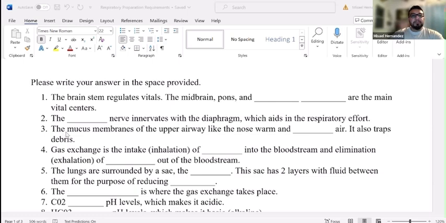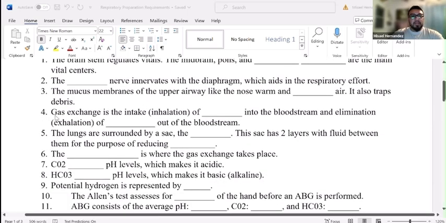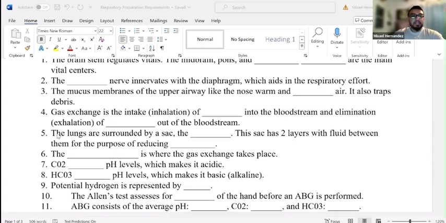Number three, the mucous membranes of the upper airway, like the nose, warm and blank air. It also traps debris. Number four, gas exchange is the intake or inhalation of blank into the bloodstream and elimination or exhalation of blank out of the bloodstream.